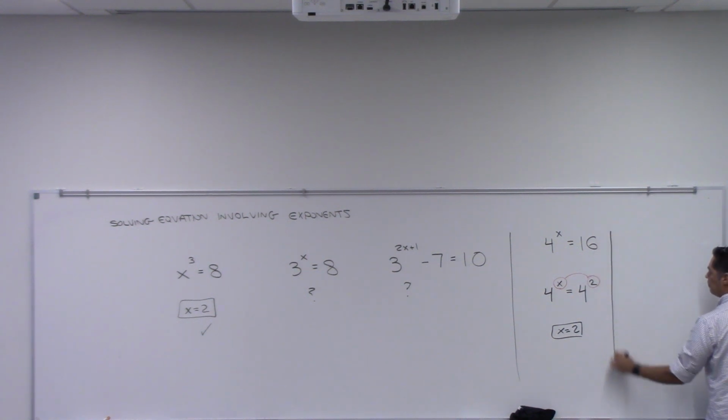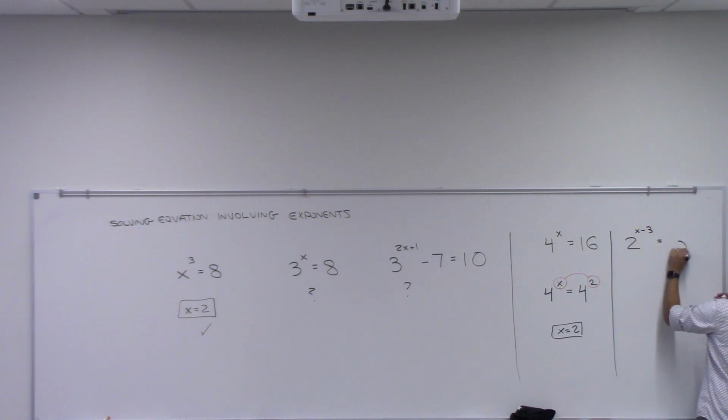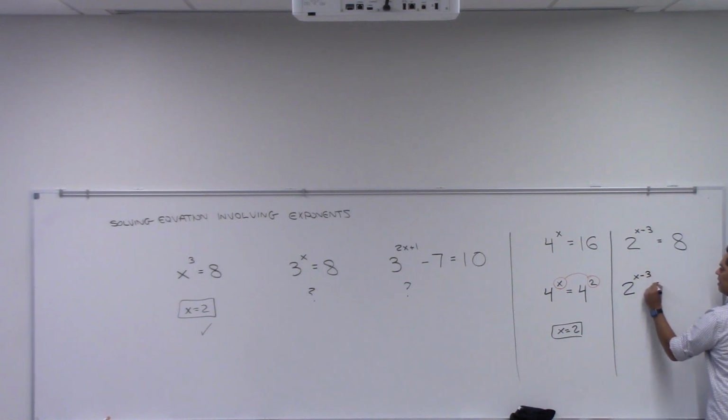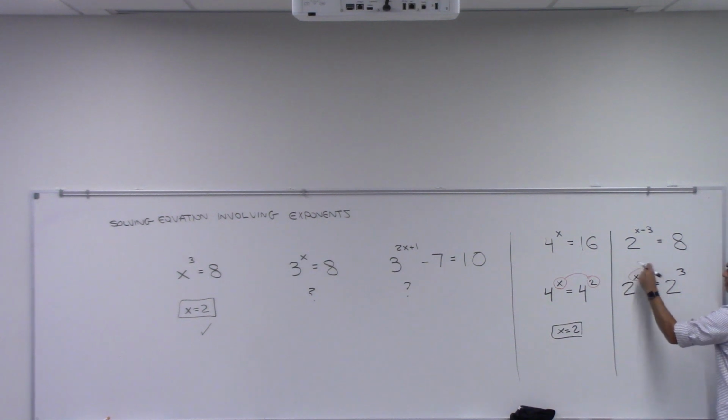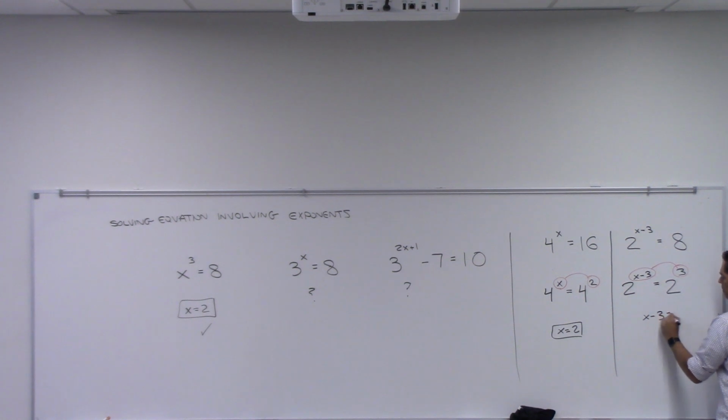How about 2 to the x minus 3 equals 8? So 2^(x-3) = 8. You realize that 8 is a power of 2, right? So you can rewrite this as 2 to the x minus 3 equals 2 to the third. And that means that this must be equal to this. So write that down. And now to solve that, you get x is 6.